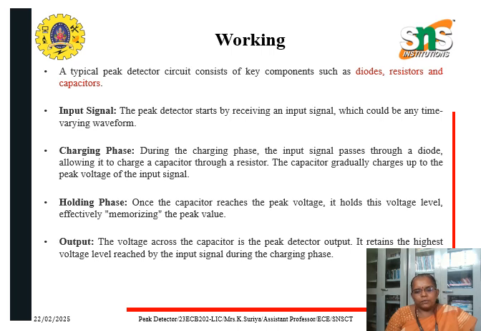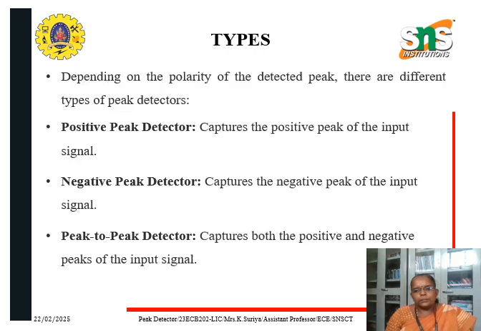Next one is the holding phase. Once the capacitor reaches the peak voltage, it holds that particular peak voltage effectively until the next peak value is reached. Then the output stage, the voltage across the capacitor is the output of the peak detector, which retains the highest voltage level reached by the input signal during the charging phase.